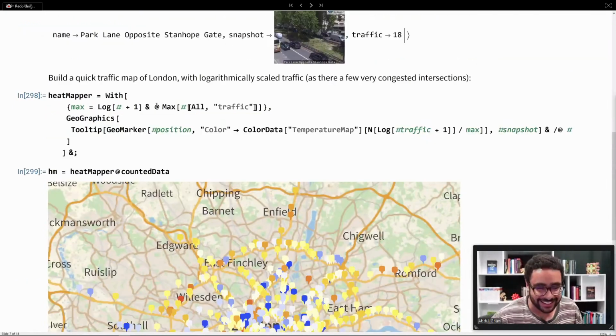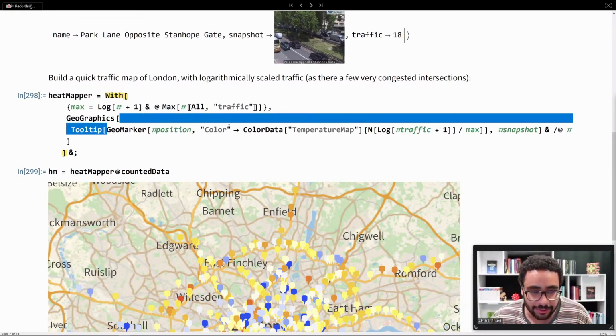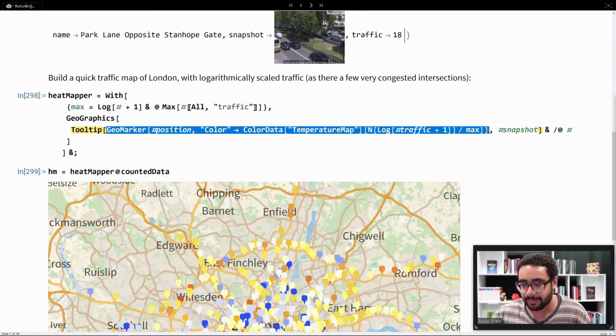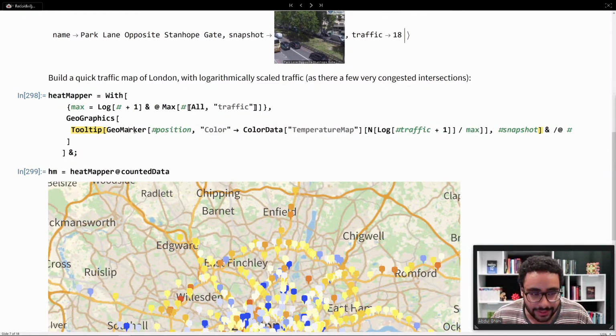Anyway, how does this heat mapper work briefly? It's geographical. It's a picture of some geography, and at the core we have these geomarkers. Geomarkers are like pins on Google Maps. You can see them, they just point to places. We're mapping this over our data, and we're going to take the position, so at each position we'll color it according to the traffic that's there, essentially.